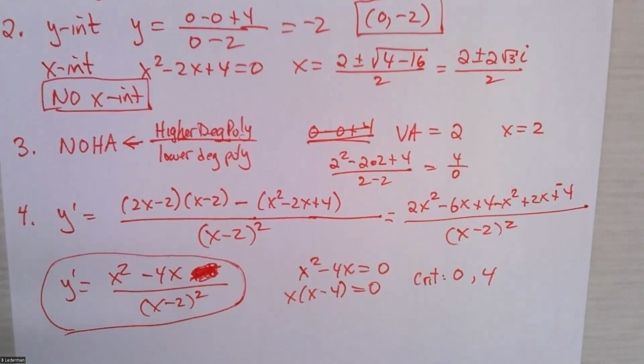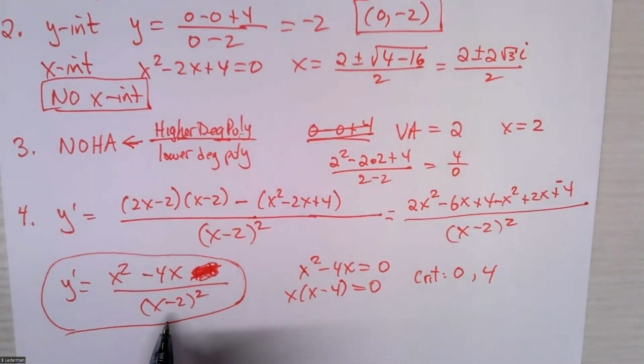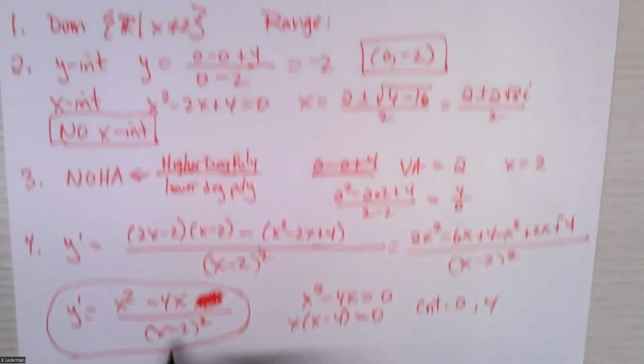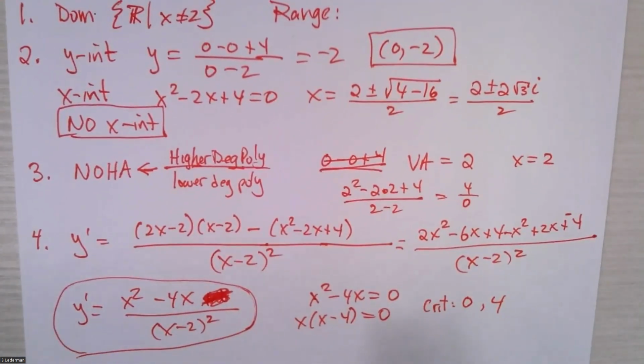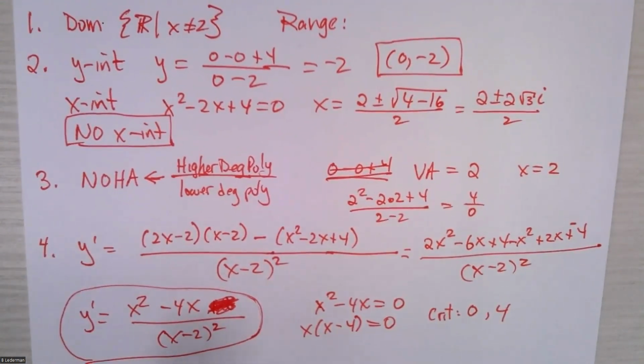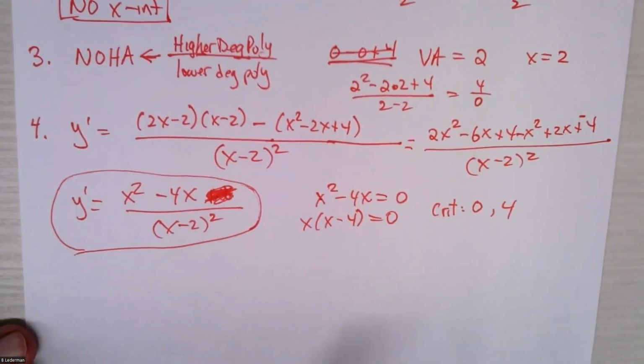Now we also mentioned that if y prime is undefined, that would also be a critical number. The number that makes y prime undefined is x equals 2, because if the bottom of the fraction is 0, that's undefined. The thing is, 2 is not part of the domain of this function, so it doesn't count. It's not a critical number. So the only critical numbers are 0 and 4. Okay, let's move up a little bit.